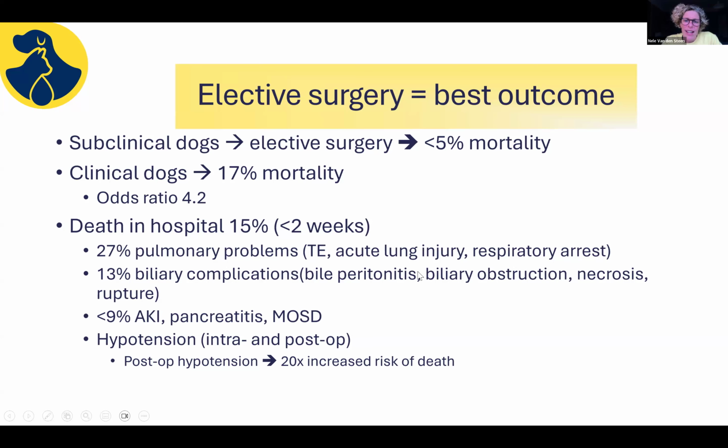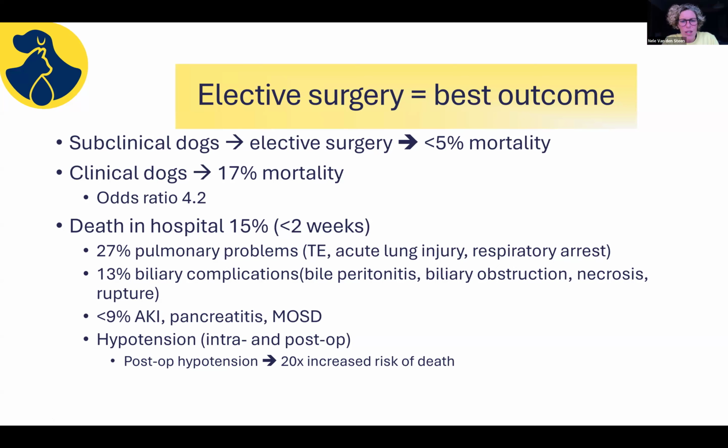Now, what we know is that the short-term survival is the main issue here. So less than 2 weeks after the surgery. And there's lots of complicating factors that can happen in those 2 weeks. So we know that a portion of these dogs are hypercoagulable, and definitely pulmonary problems with thromboembolism are an issue that is well recognized.